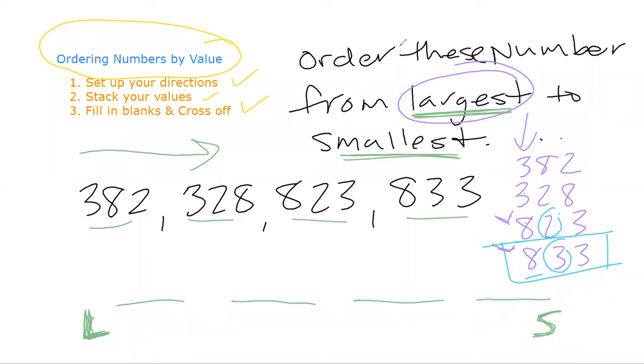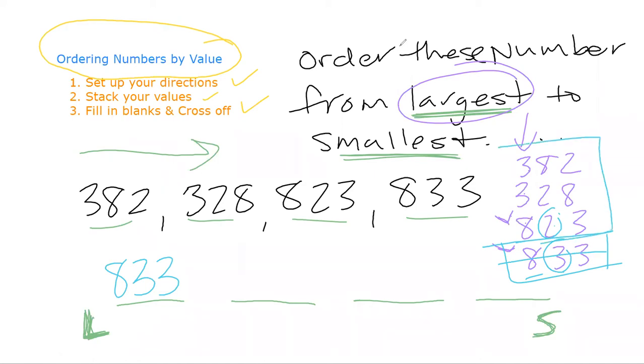So that goes into filling in the blanks and crossing off. So here's my first value. It's the largest one. So I'm going to write that in this blank right here. I'm going to cross it off. I don't need that number anymore. Now I kind of go back and reassess. What's the next largest number I want?